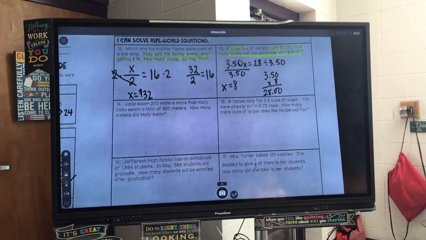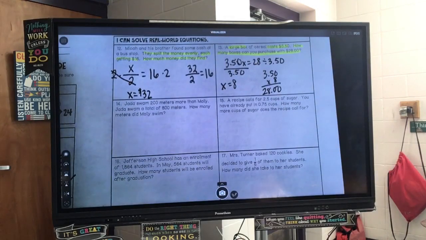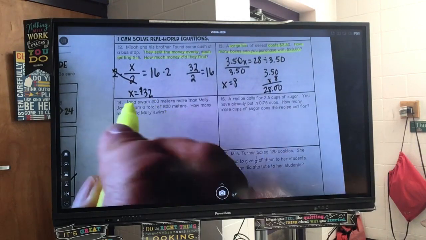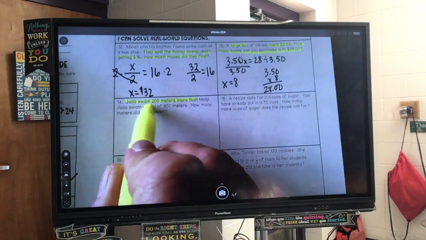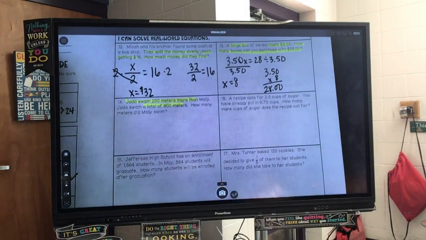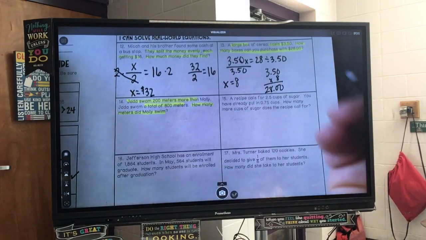Alright, number 14. Jada swam 200 meters more than Molly. Jada swam a total of 800 meters. How many meters did Molly swim? Alright, so what's important in this question? Jonathan, thank you for volunteering. 200 meters more. So Jada swam 200 meters more. Alright, what else? Total of 800. Okay, what else? How many meters did Molly swim? Alright, so what does our equation look like?